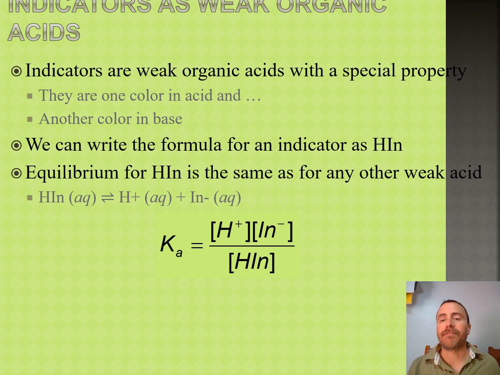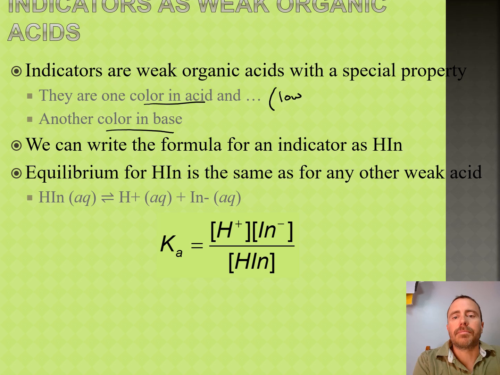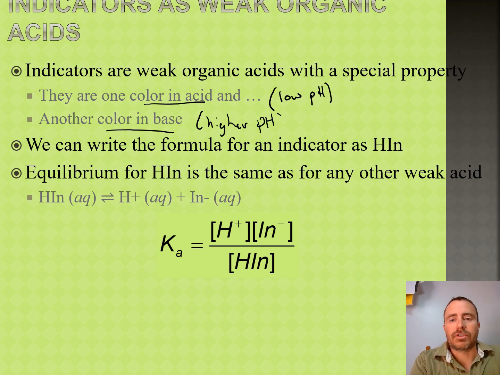But if you have something like phenolphthalein, it changes color around a pH of like 9. What that means is that at a high pH, it's going to be one color, and at a pH lower than that, it's going to be another color. So while we call it the color in acid or the color in base, what we really mean is that it's going to be a color at a low pH versus a color at a higher pH. The change doesn't have to come at 7 necessarily.